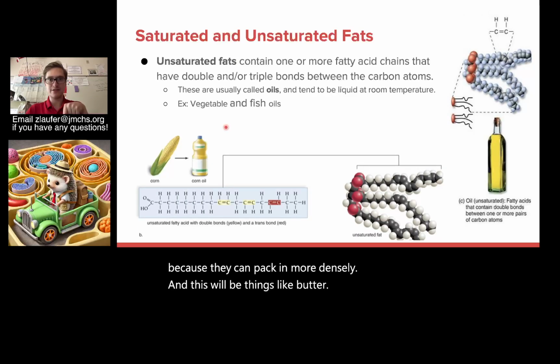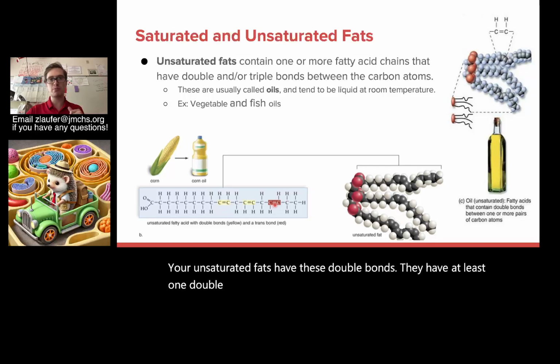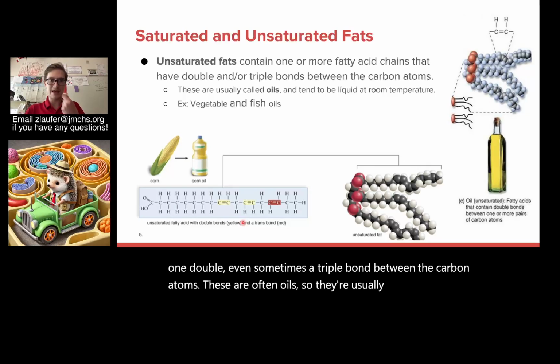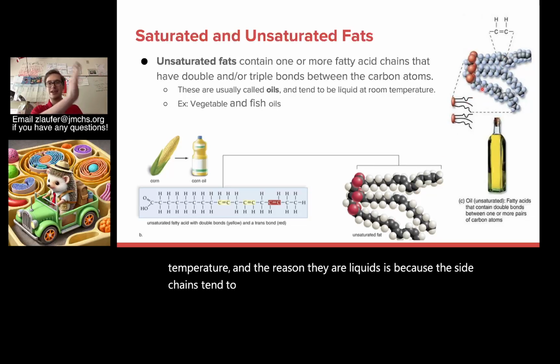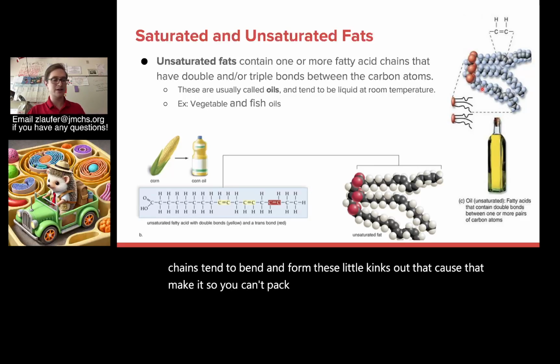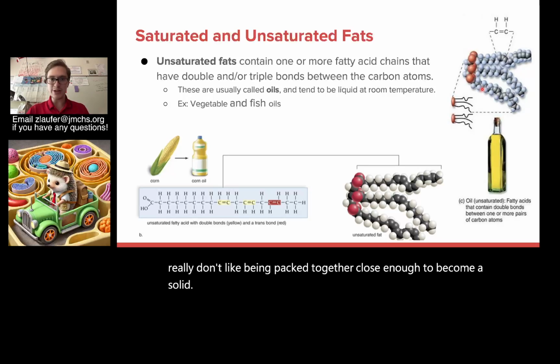Your unsaturated fats have these double bonds. They have at least one double, even sometimes a triple bond between the carbon atoms. These are often oils, so they're usually liquids at room temperature. And the reason they are liquids is because the side chains tend to bend and form these little kinks that make it so you can't pack them in close together. And so they really don't like being packed together close enough to become a solid, and so they are mostly liquid.